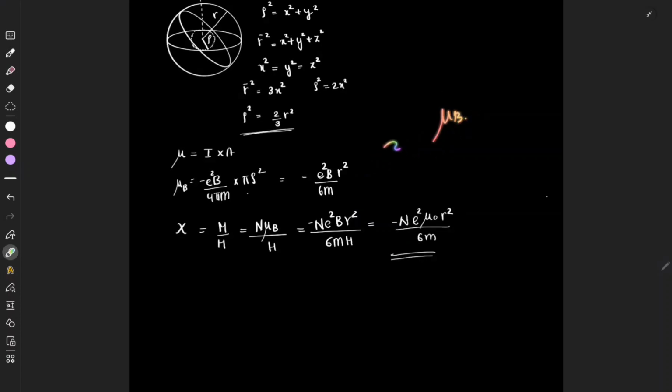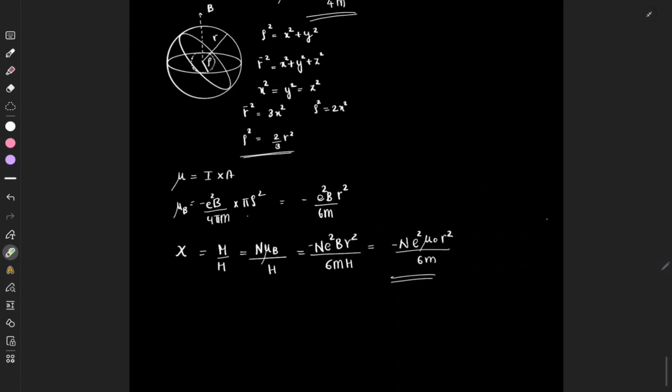From that you can find susceptibility, which is nothing but M by H, and M is nothing but n mu B. You substitute it, and B is nothing but mu 0 H. You just substitute that and you'll get the final equation. And this is the classical Langevin equation for diamagnetism.